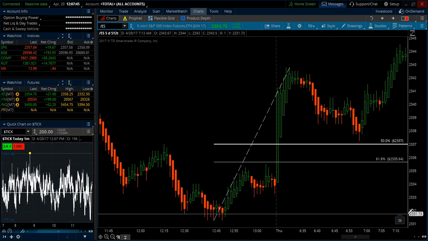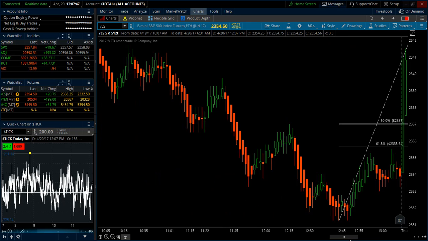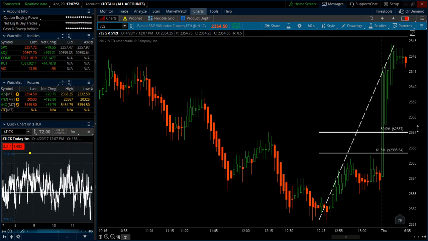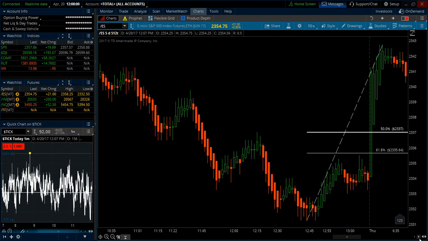If I were to just zoom in and pull back, this is what the morning looked like. I just drew that up as soon as we established a high and started pulling back. Not to take it as a blind limit necessarily, but just to identify where a potential reversal is.